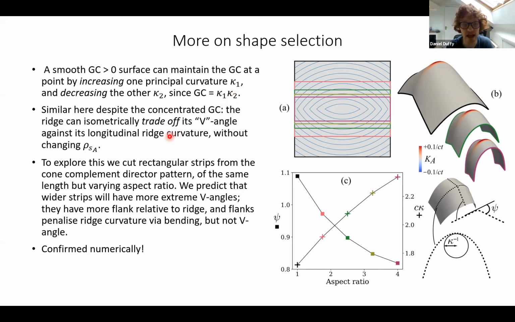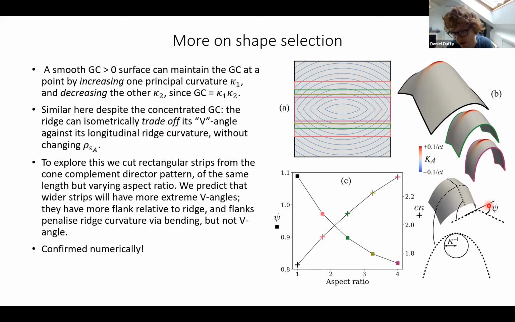And we can do a similar thing here, so that the ridge can actually, although one of the curvatures is in a sense singular, we can isometrically trade off the V angle, which corresponds to the singular curvature, against the longitudinal finite ridge curvature without changing this curvature density rho. So to probe that, we took this complement pattern that we've looked at, and we cut strips from it of the same length but different widths, so different aspect ratios. You can see some of the results here.